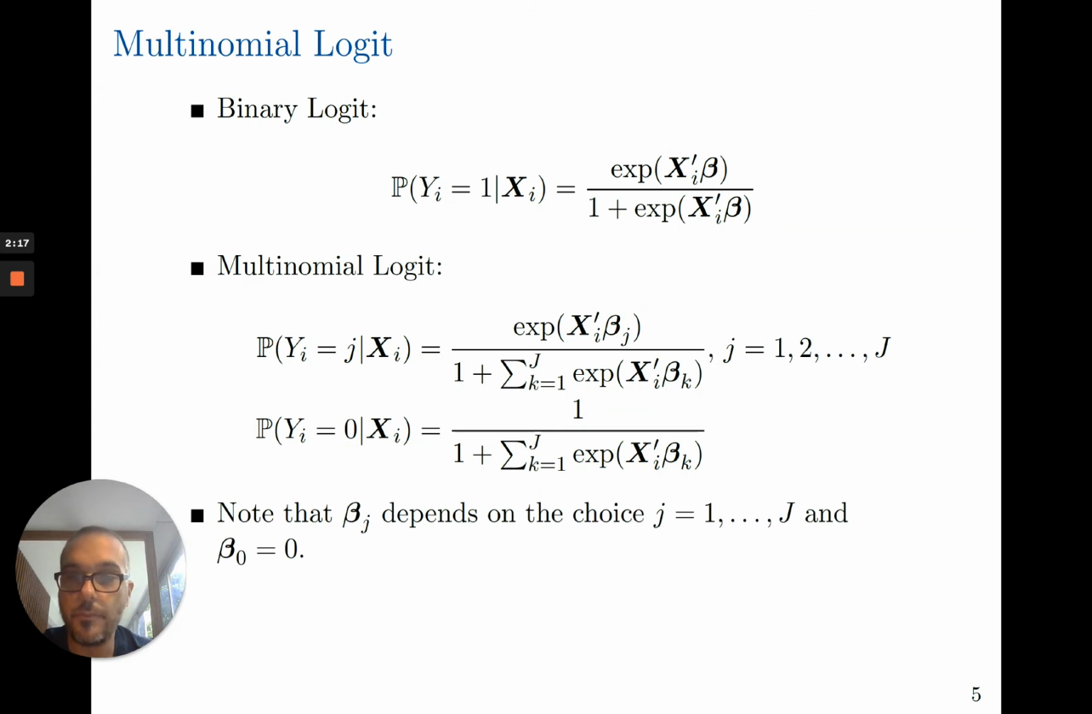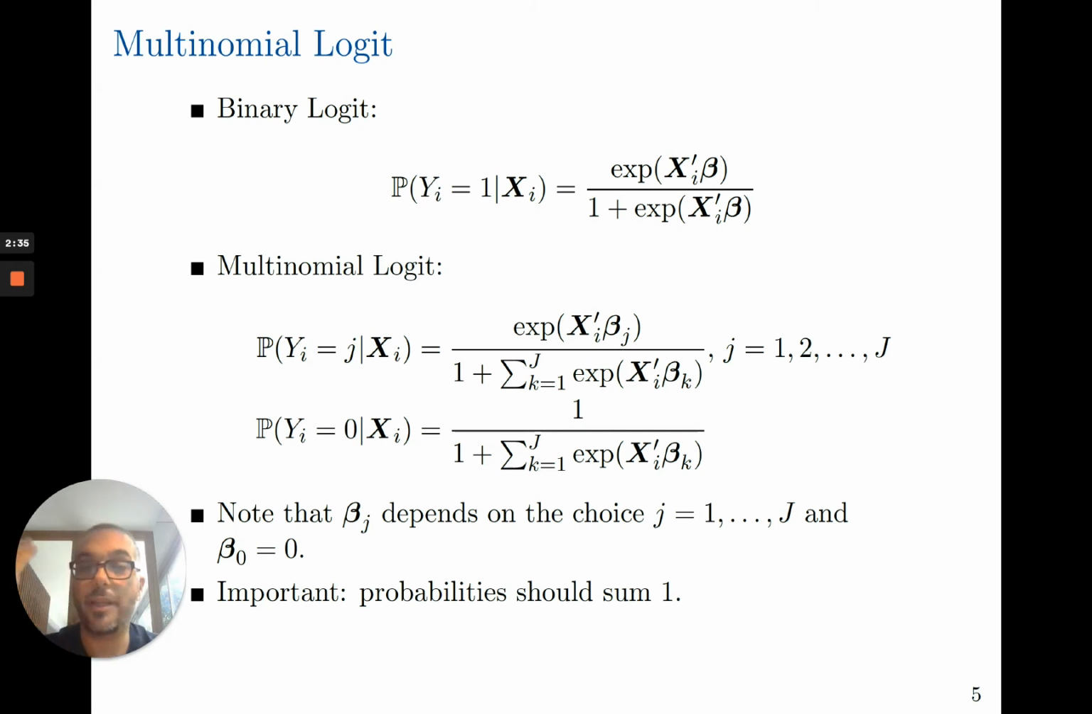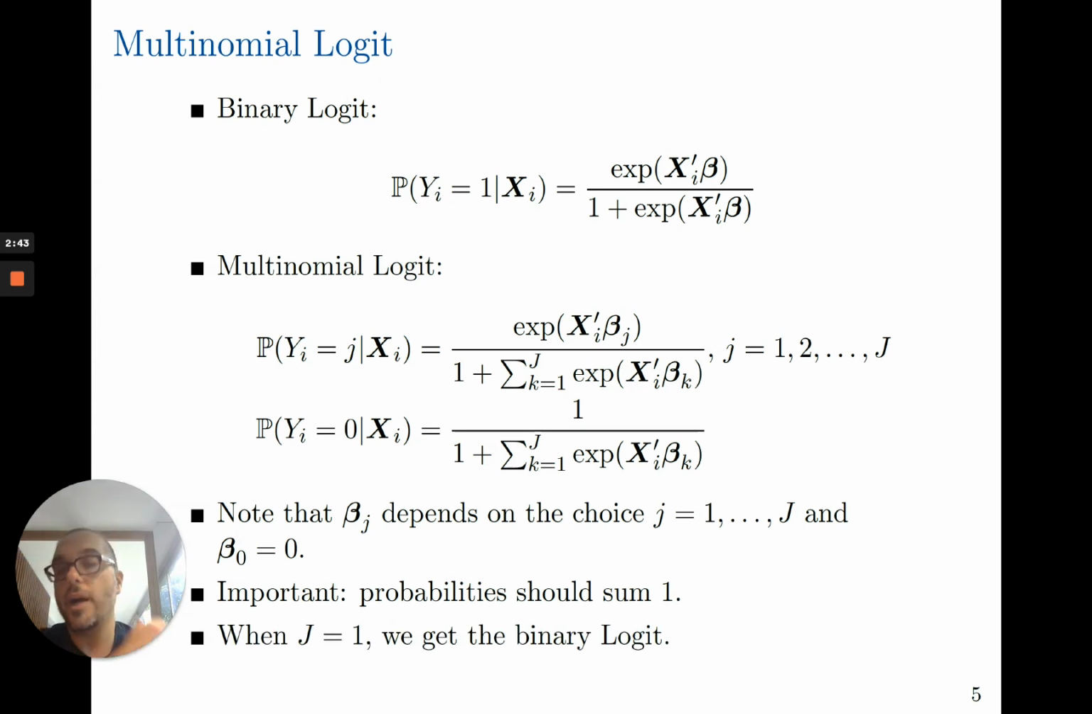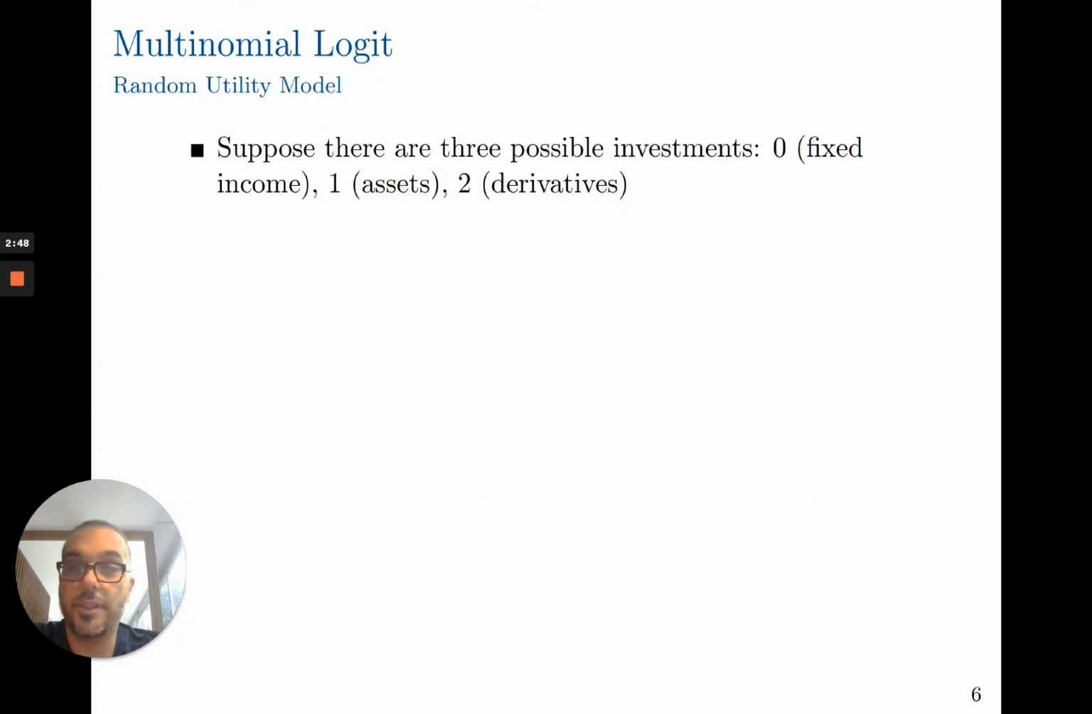And note that, as I mentioned, beta_j depends on the choice j. And the beta for the baseline class, beta_0, is 0. An important thing is that probabilities should sum to 1. That's why we wrote the probabilities the way we did. And if J equals 1, we get exactly the binary logit.